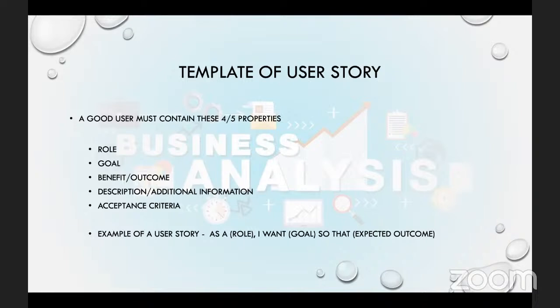So every user story, this is the typical structure, right? This is the typical structure of the user story. So you will see the role, the goal, the benefit or the outcome, the description, and the acceptance criteria. So over here, an example of a user story is "as a role." So we'll put the persona. Who are we addressing here? Who is this feature for, right? It can be the customer. It can be a visitor, a site visitor. It can be the admin.